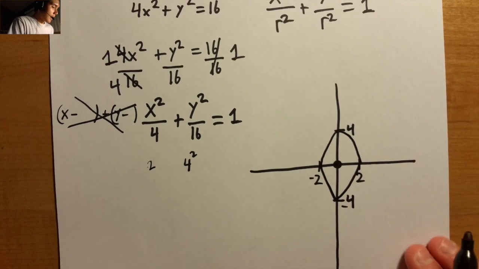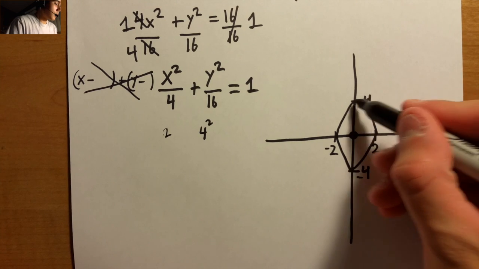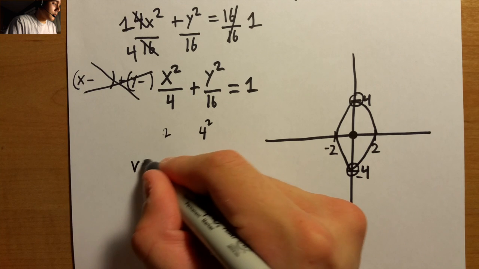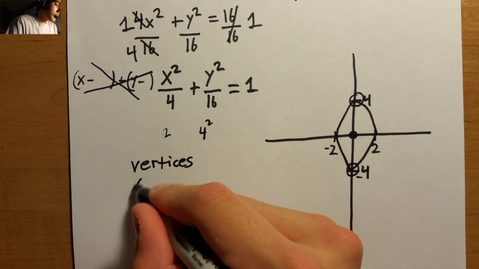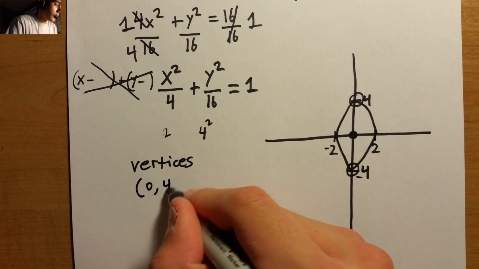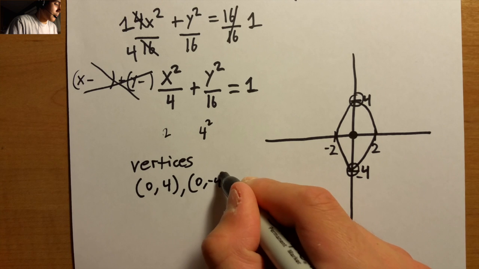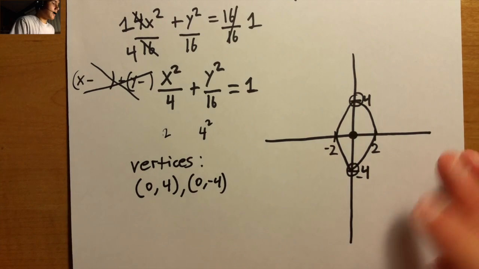And then after you've done that, we can figure out the vertices. So our vertices are going to be the major axis points, which are this one and this one. So the vertices for this equation are going to be 0, 4 and 0, -4. So there's the first part of the problem done. And then now we need to find the foci.